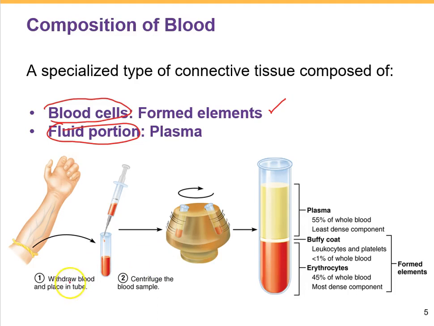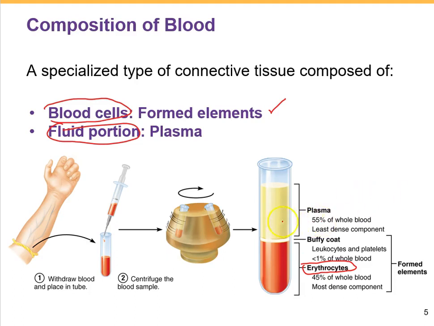If we withdraw the blood and place it in a tube and then centrifuge this blood sample, we can separate the blood components. As you can see in this test tube, we are going to separate the blood into these three portions. The bottom portion, which you can see by the red color, is composed of the erythrocytes, which is 40% of the whole blood, which is the most dense component.